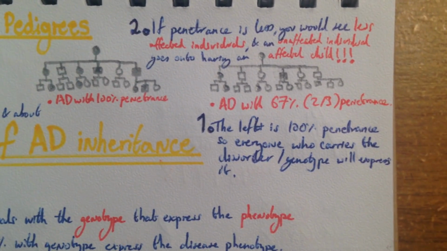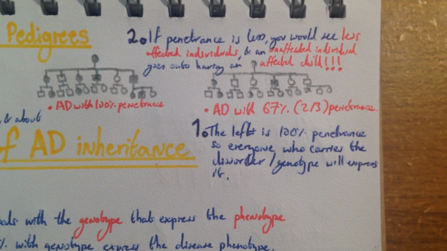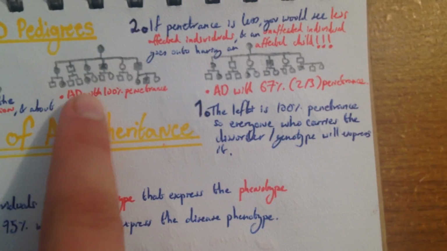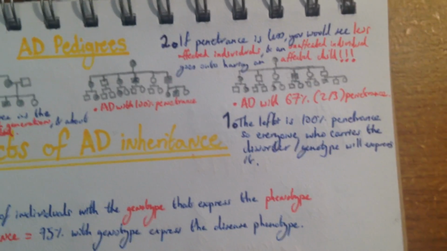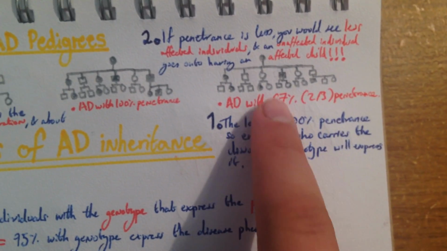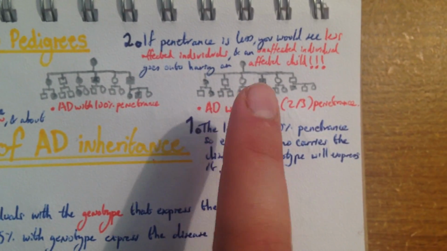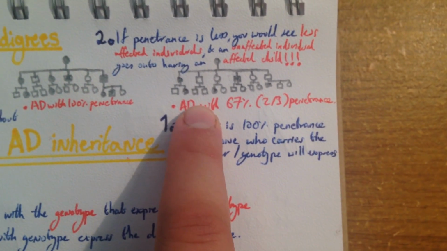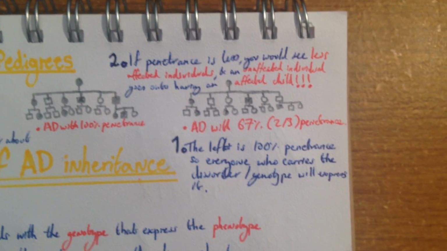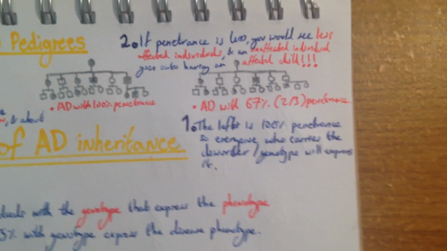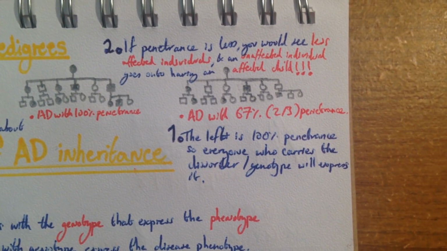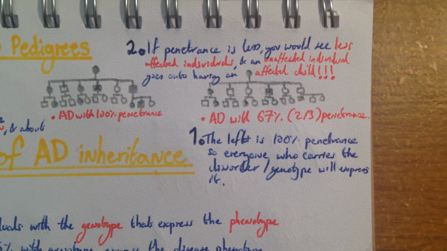The left is 100% penetrance, so everyone who carries the disorder or the genotype will express it. So in this pedigree, everyone with the genotype expresses the phenotype. However, in this pedigree, if the penetrance is less, you would see less affected individuals, and unaffected individuals going on to having an affected child.